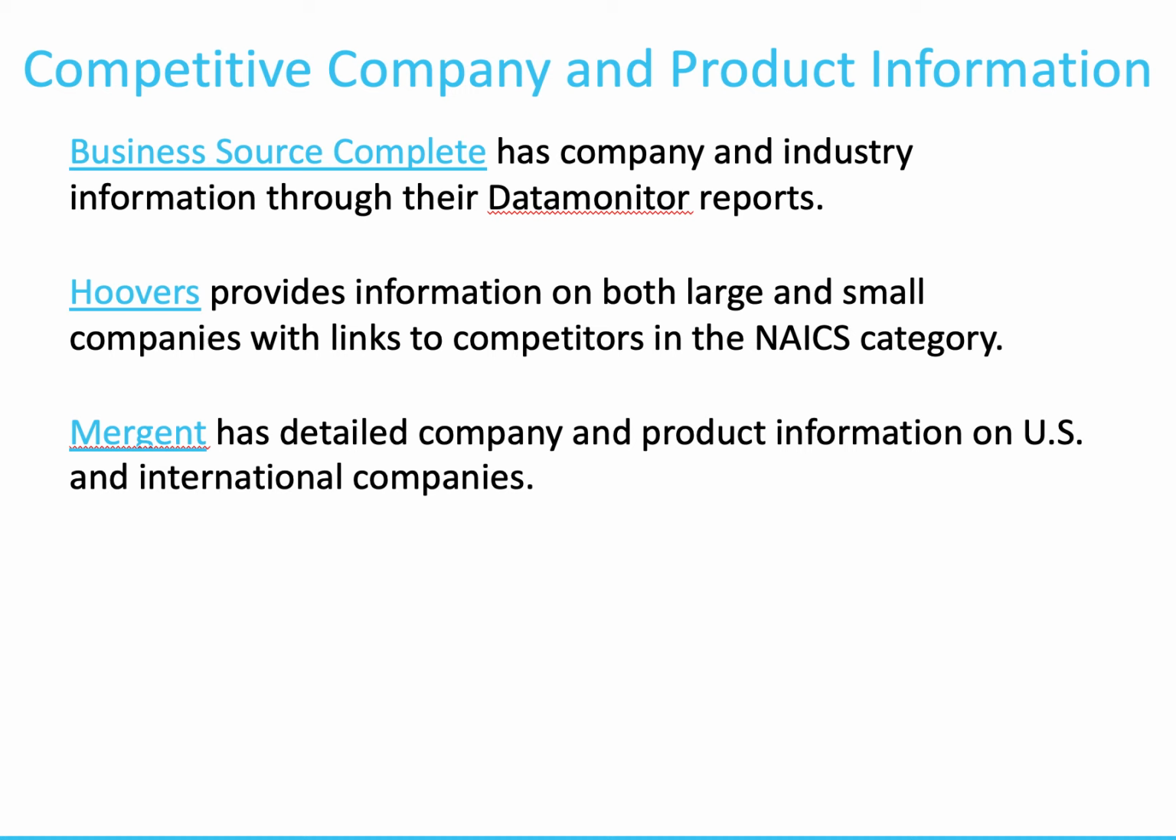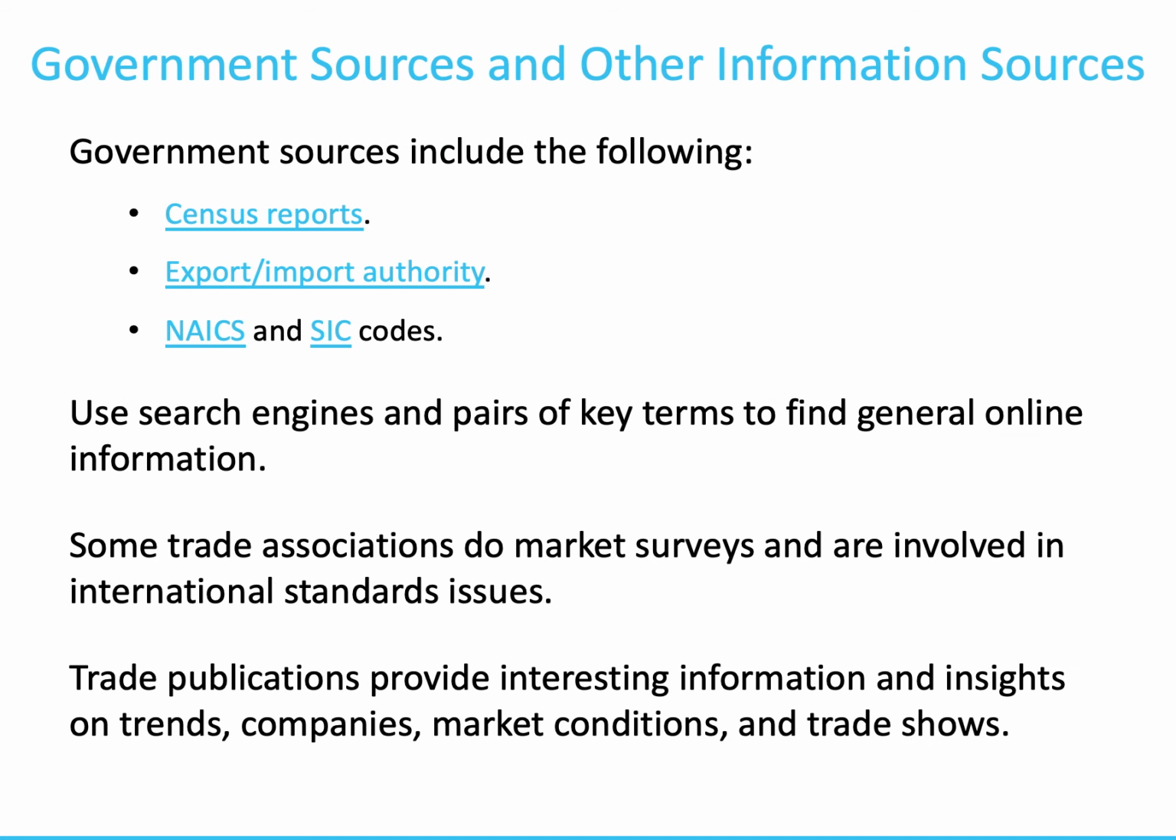So when you're looking at competitive company and product information, the Business Source Complete has company and industry information in their data monitor reports. You have Hoover's, which provides information on both large and small companies with links to competitors in a NAICS category. That's kind of like their industry category. Mergent is awesome. Has detailed company and product information on U.S. and international companies. However, you have to pay for Mergent separately. But if it was something you're looking to get down on and want to get some solid information, Mergent has a ton.